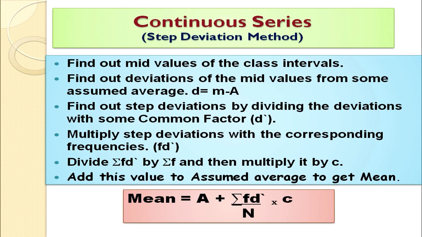Now all this value will be added to the assumed average to find the formula. So let us see what the formula has become: A plus summation of fd dash divided by the total number of observations, into c, that is the common factor. So let us see how we can calculate it with the help of an example.